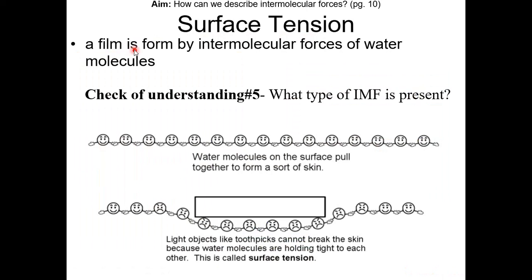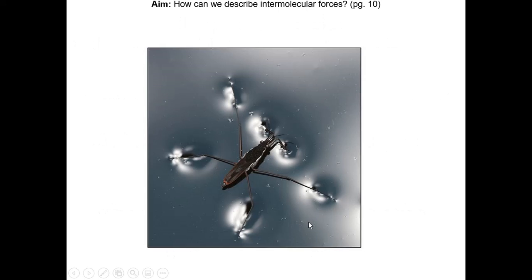Surface tension is a film that is formed by intermolecular forces of water molecules. Check of understanding number 5. What type of intermolecular force is causing the surface tension of water? That is hydrogen bonding. The surface tension caused by hydrogen bonding can hold light objects on top of the water.